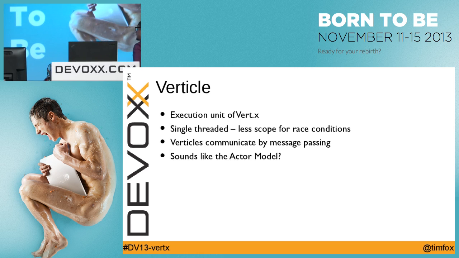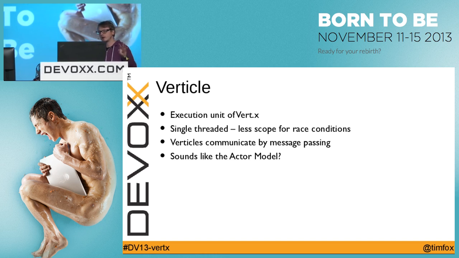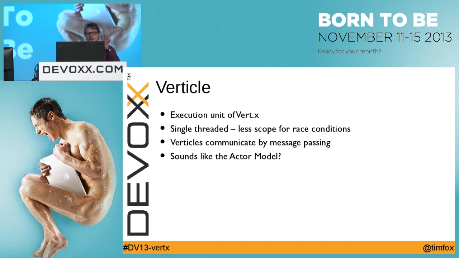OK. So how do you write an application in Vert.x? Fundamentally, all Vert.x applications are composed of things called verticles. And a verticle is the execution unit of Vert.x. It's a lump of code that gets executed. And a typical application in Vert.x will be composed of many verticles. I mean, a trivial application can have just one verticle, but a real-world application will typically have more than one verticle.